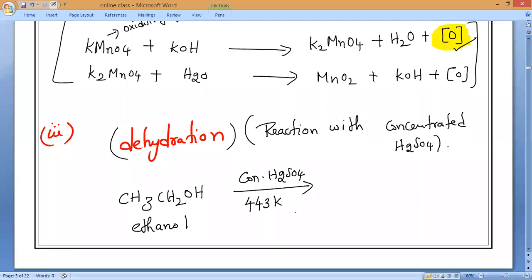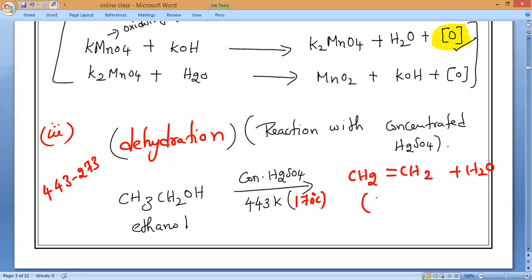443 Kelvin. Can you tell me in degrees Celsius? 443 minus 273 is 170, so approximately 170 degrees Celsius, guys. Remember the conversion. It is used to produce CH2 double bond CH2 plus water.